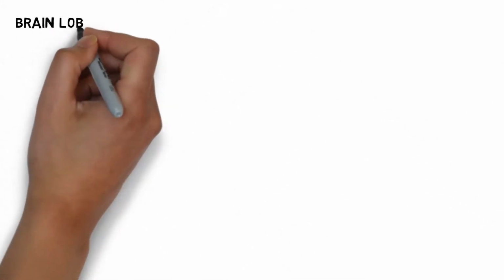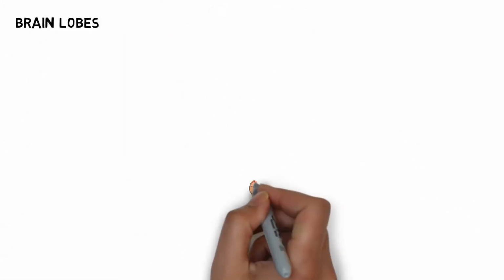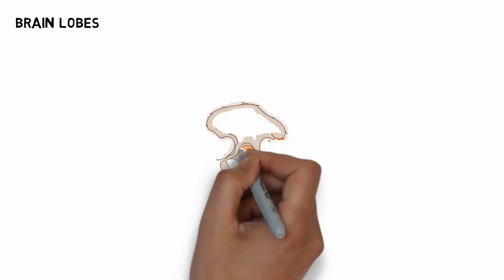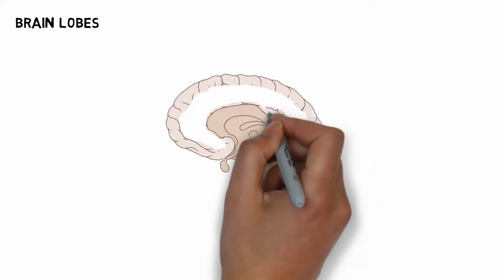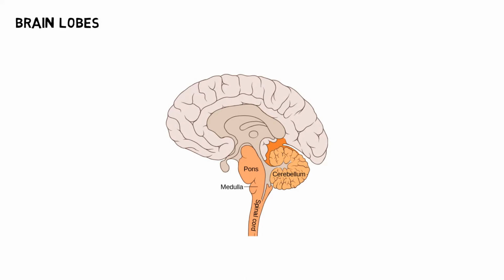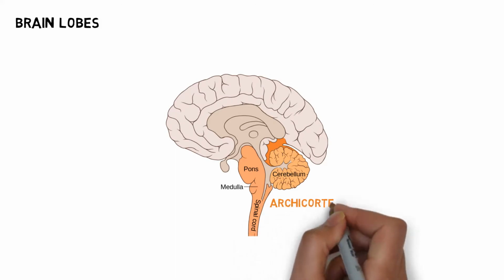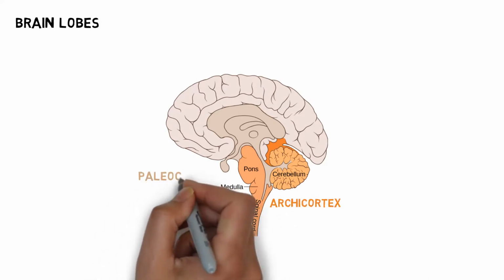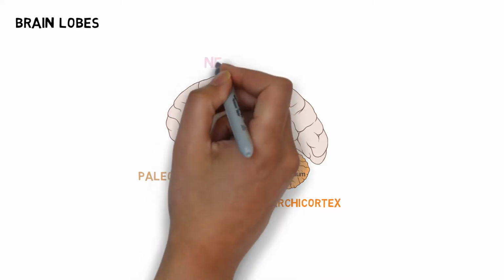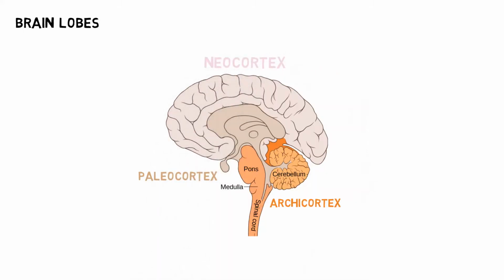This is the video on the lobes of the brain. The brain is made up of three sections: the archicortex, the paleocortex, and the neocortex. Though each section has its own complexities, the neocortex is the most diverse layer, and the layer that gives us all our human abilities, like reasoning, decision-making, and language skills.